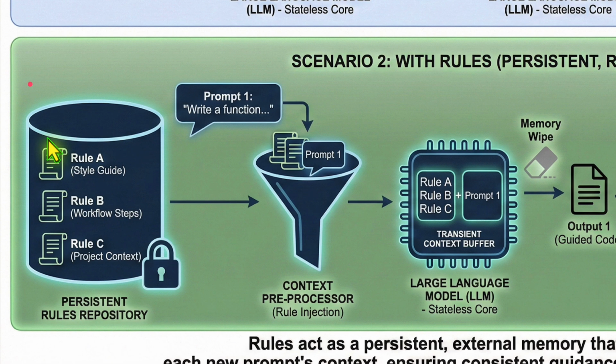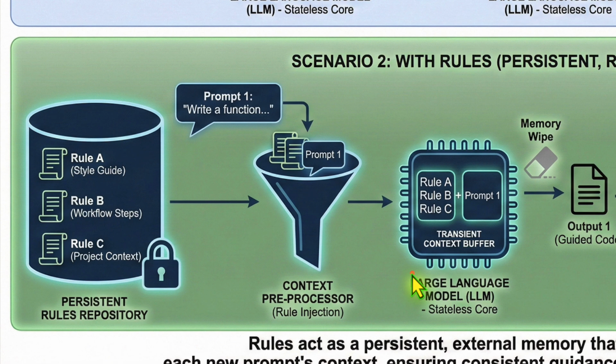And then for step 2, and that is interception. So let's begin with prompt 1. You send the same prompt, write a function. But look at where the arrow goes now, which is into this funnel. It doesn't go straight to the AI. It goes into a funnel labeled context pre-processor. And this funnel is a game changer.